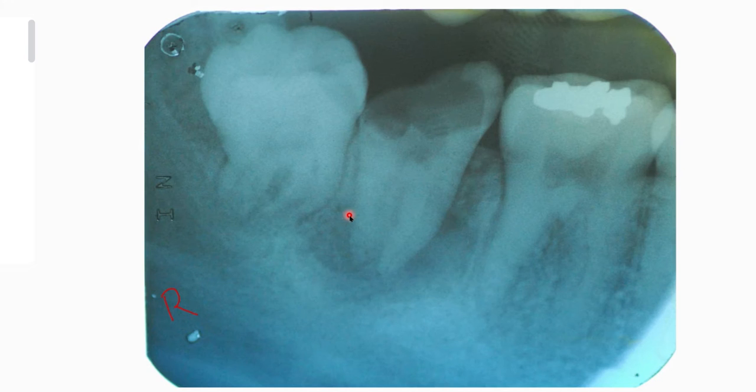Okay, and with regards to 8, it is disto-angular impaction and dilaceration. Any doubts in this case, students? Can anyone tell me what is the fault? There are 2 faults in this radiograph. What are they? 3 faults. What are they? Cone cut. Very good. Cone cut.